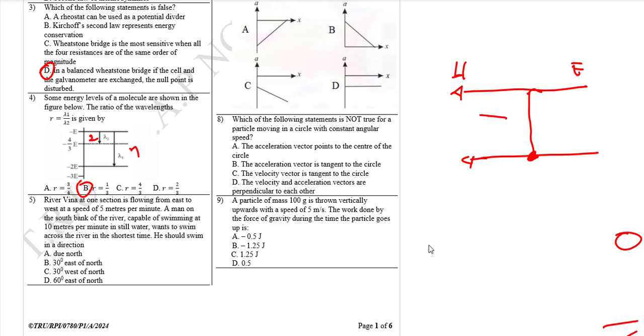But in real life, the currents are going this way, and it means that as he swims, he will be deviated by a certain angle, which we can call theta. So that's how he's going to be traveling. That will be the direction of his velocity. But since we are looking for the shortest distance, it's simply going to be due north, and that will give us A. Now how can we see that? We can also do that mathematically.